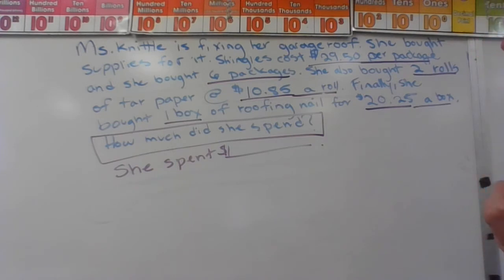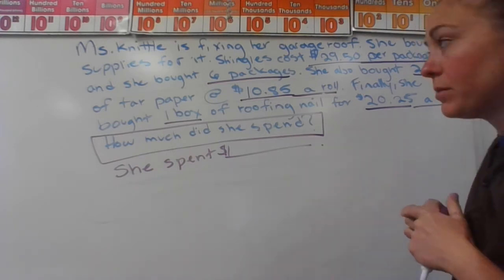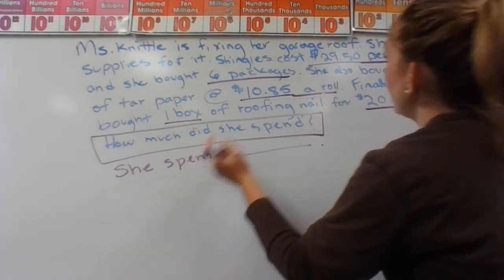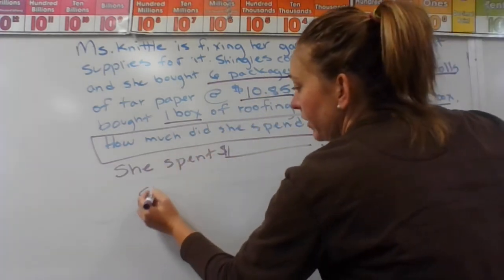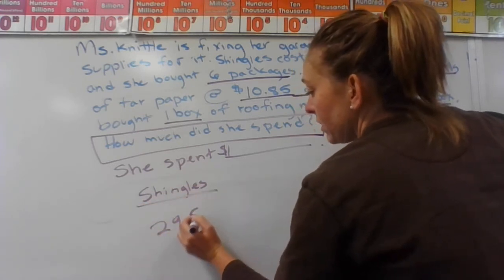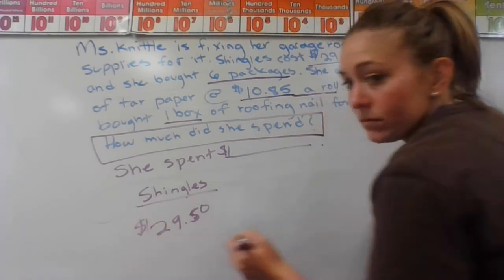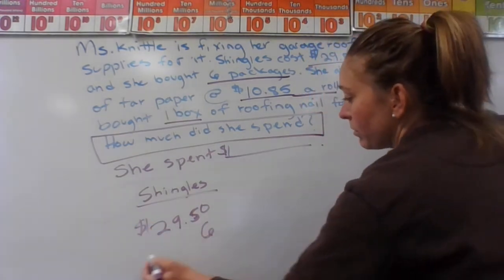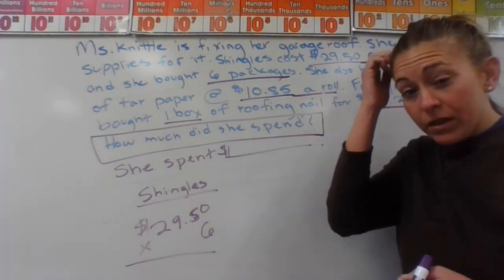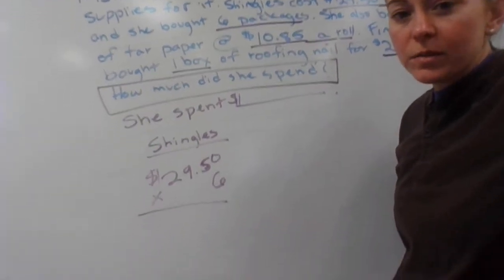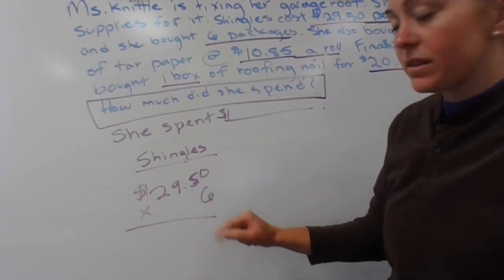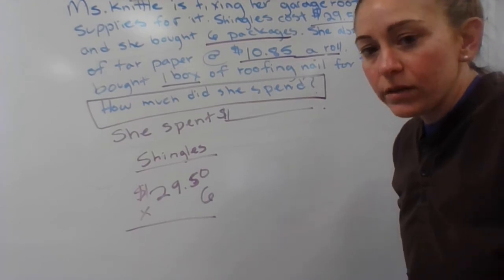Okay, let's see. So looks like we're gonna have to do some multiplication here probably, because we have multiple packages of things. So first we've got the shingles. I'm gonna write that out here, shingles. And that was $29.50, and we have 6 of them. So I'm going to multiply 29.50 times 6. And we haven't done decimal multiplication before, but it's pretty similar to regular multiplication. You set it up the same way, line everything up on the right. The only difference comes at the end when we have to put in the decimal, and I'll show you how to do that in just a second.